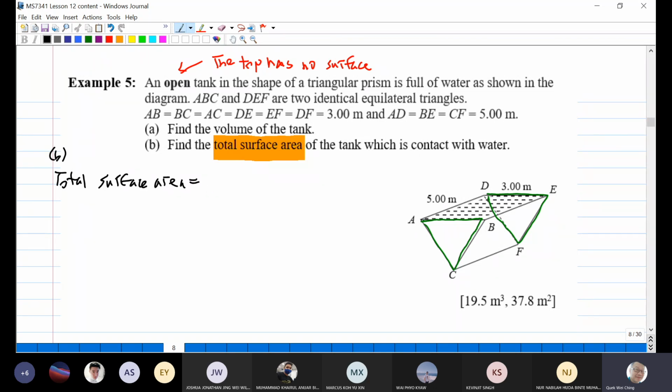There are two triangles, one in front, one at the back. Then how many side areas are there? There is one side area, which is a rectangle.